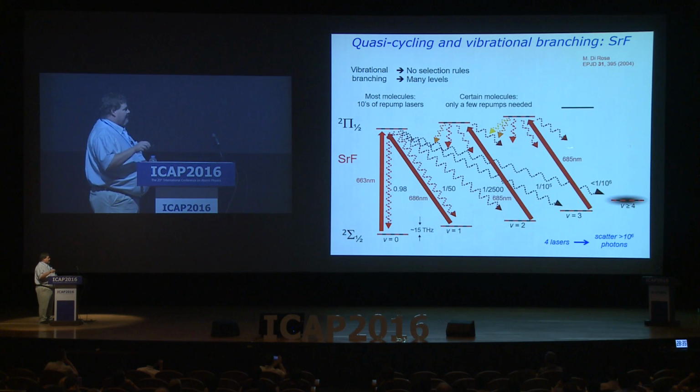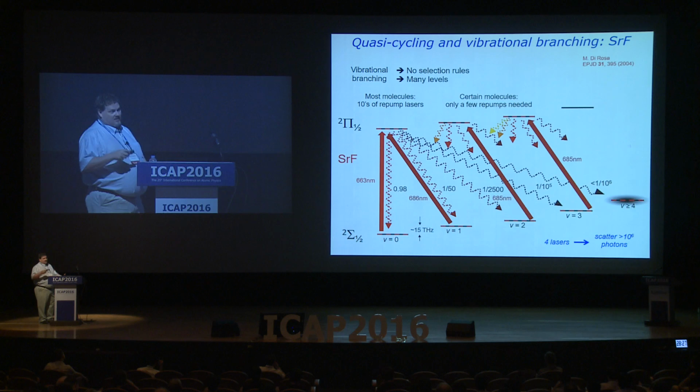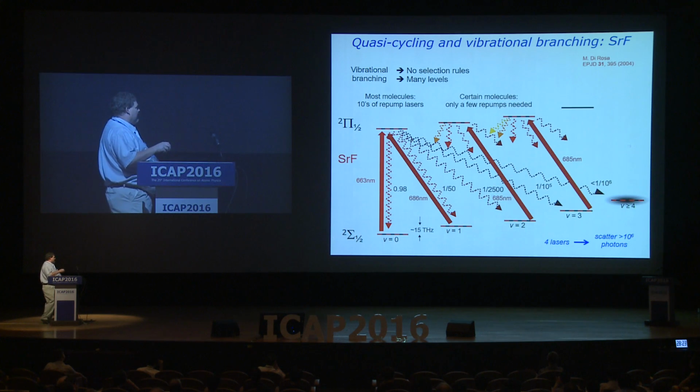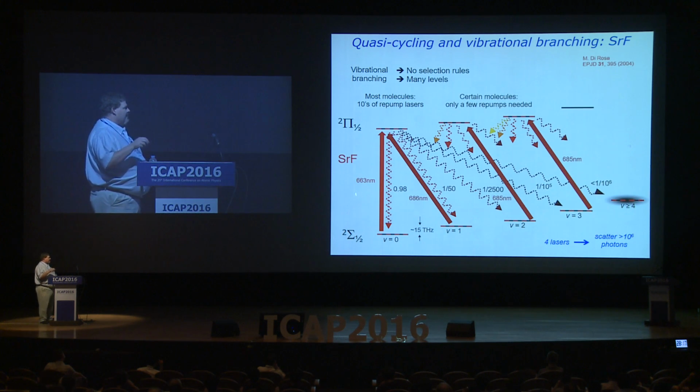But if you want to get fancy, you can add one more laser. So with 1 cycling laser and 3 repumping lasers, you can scatter more than 1 million photons in strontium fluoride. And that's enough for nearly every laser cooling and trapping experiment. Also notice that all these lasers are convenient diode-accessible wavelengths, so this is technically not so hard to imagine, having 4 lasers rather than the 2 that you usually need for trapping alkalis.